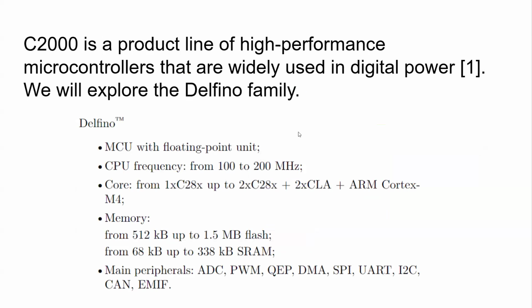So this C2000 is a product line of high-performance microcontrollers that are widely used in digital power. And so we'll be taking a closer look at this Delfino family of the C2000 line. And these are just some of its specifications. I don't want to read over all of that, but it's there for your reference.